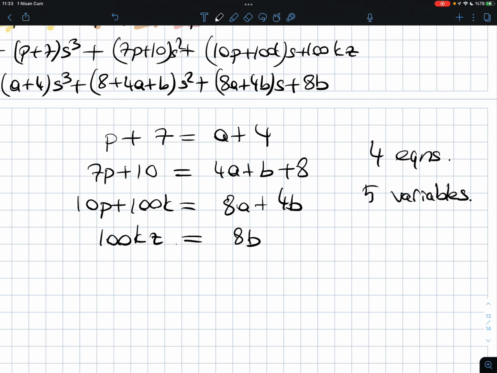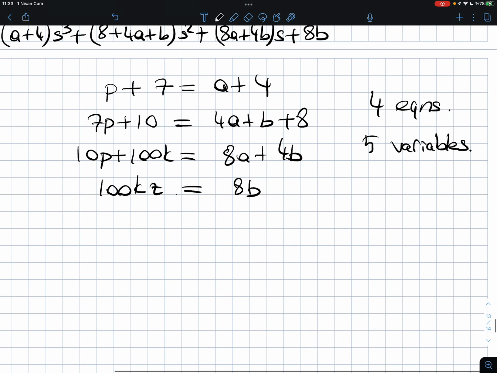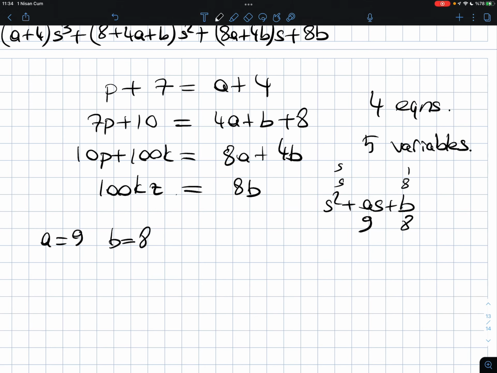Now, let's try to come up with a solution here. So we have s squared plus as plus b, so I'm trying to come up with a and b values that are at least stable. Now, I guess if I, for example, take a equals 9 and b equals 8, this will correspond to this case here. So if a is equal to 9, let's see if it works.